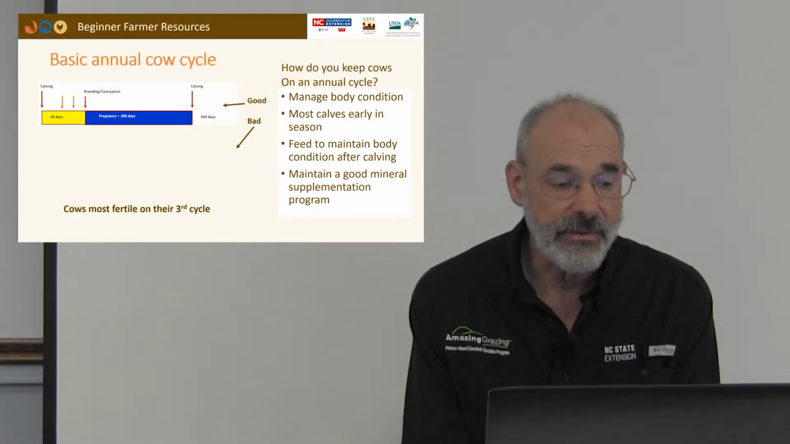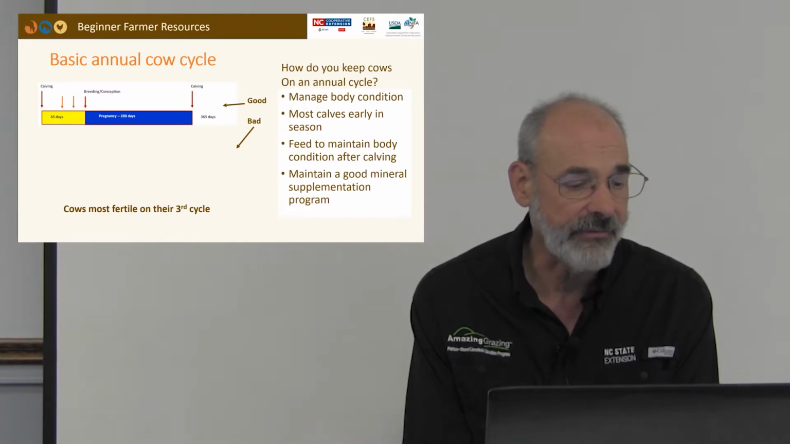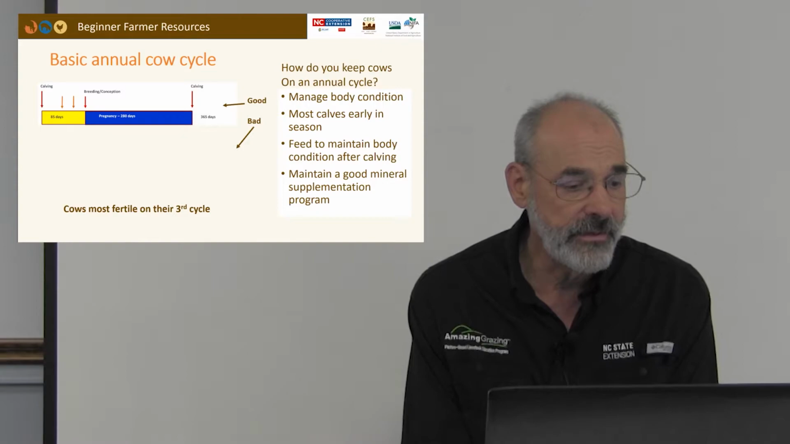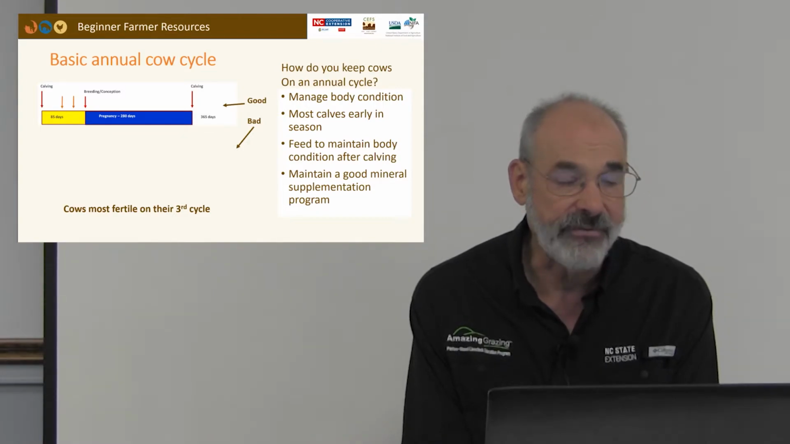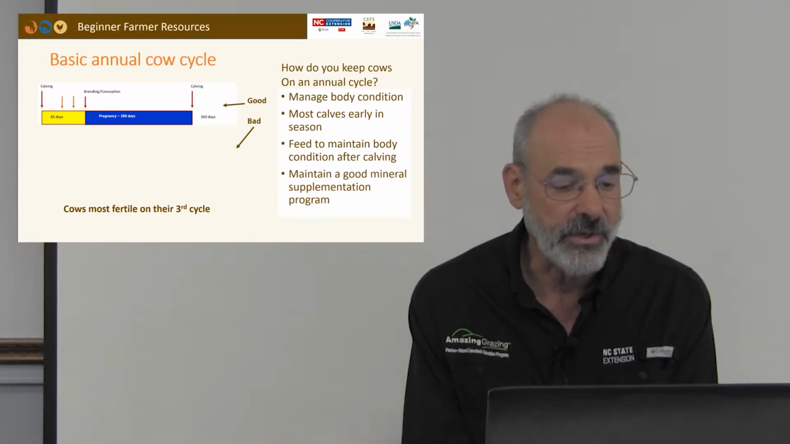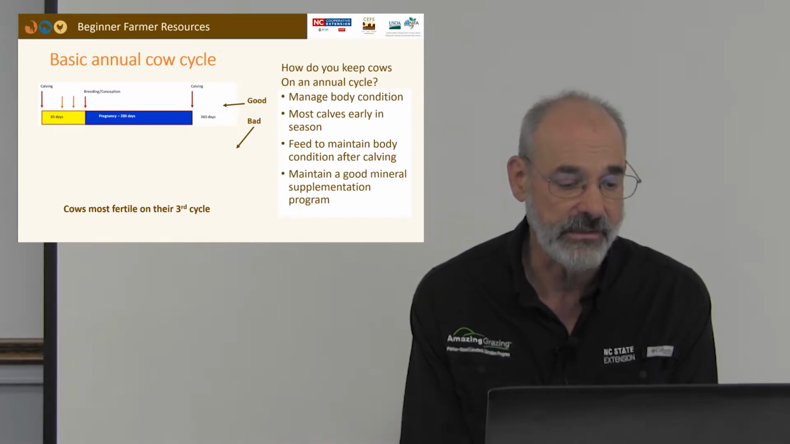Now, one thing to keep in mind, as shown on this slide, cows are most fertile on their third cycle after they start returning to heat, after the calves are born. And having a calf early in the season allows a cow to have several cycles before the bull is put in and she's exposed to the bull. And this gives us a very high percentage of calves born early in the breeding season.